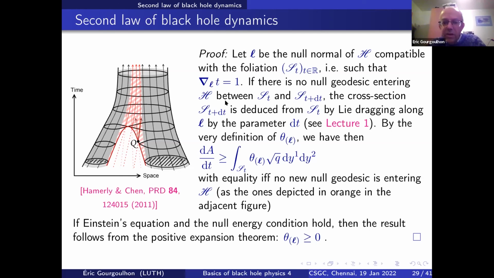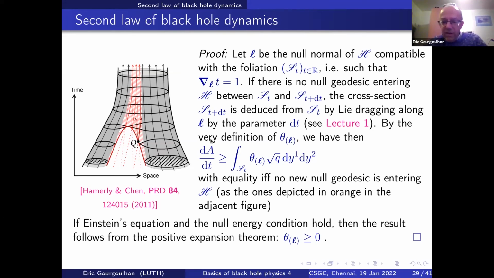And so we have the situation, we have here the event horizon. Take a generic case here where there is no new geodesic entering into the horizon. If there is no geodesic entering the horizon between S_T here and the neighboring surface S_(T+δT), then S_(T+δT) is deduced from S_T by Lie dragging of S_T along L, because at each point here we have an antecedent point here.